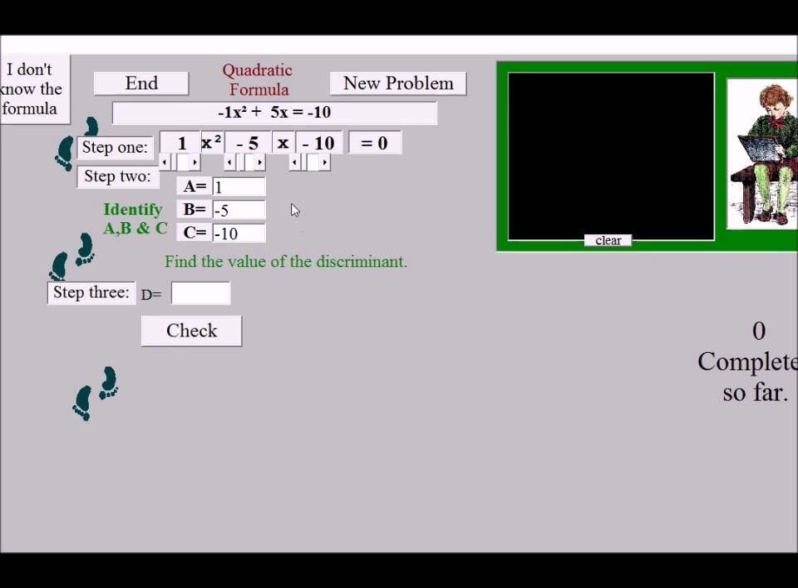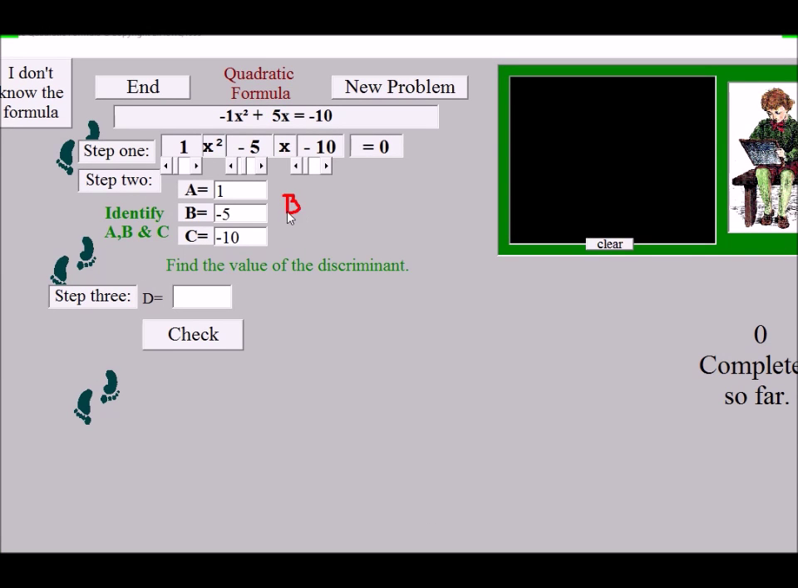Let's evaluate this discriminant. It's b squared minus 4 times A times C. And let's put a blue marker in here. B squared would be negative 5 squared minus 4A, C, negative 10. That looks like 25 plus 40 equals 65.